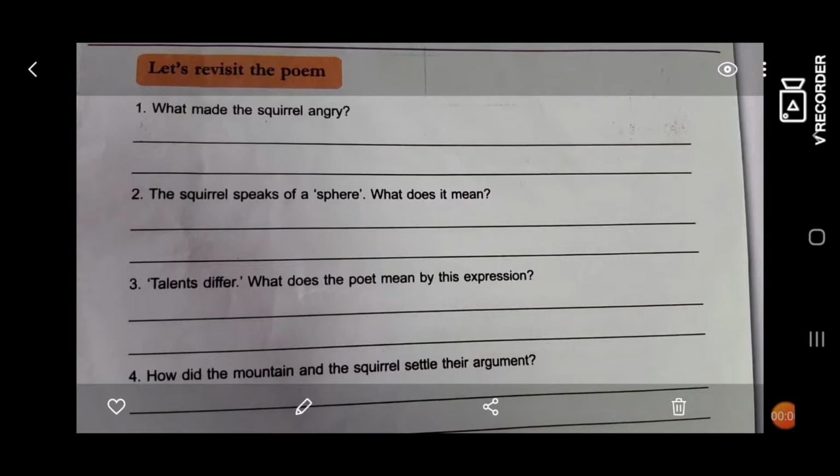All are equal. That is the theme of this poem. Now let's go to the question and answers. Okay, now let's look at the questions behind it. Let's revisit the poem. Look at the first question.